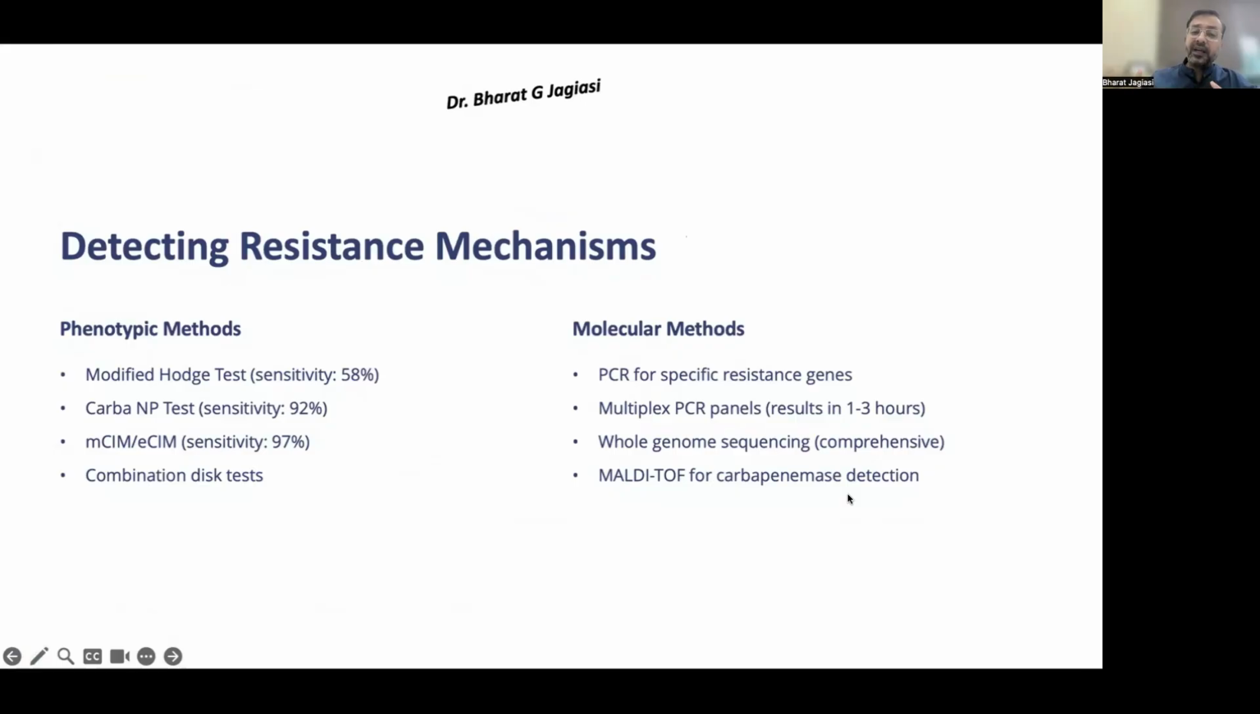So how do we detect different resistance mechanisms? Either we use the phenotypic standard methods by culturing it and looking into the MIC values and sensitivity, or we can also do the molecular methods: PCR for the specific resistance genes, multiplex PCR panels, whole genome sequencing, or the MALDI-TOF for the carbapenemase detection.